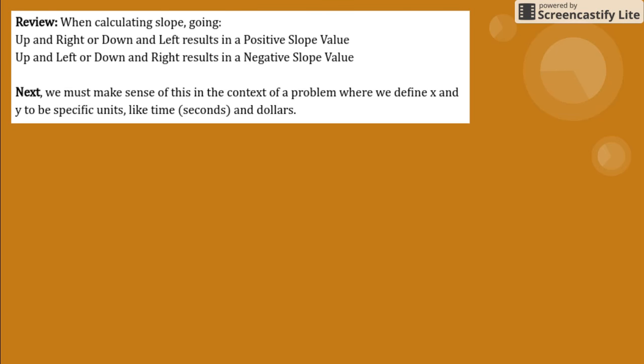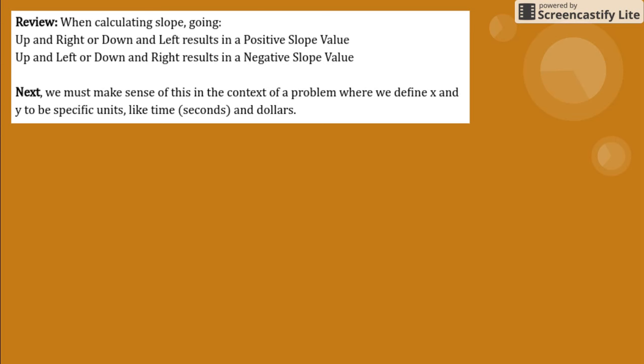So let's review what we just looked at. When calculating slope, going up and right or down and left would result in a positive slope value. Okay, so that type of motion, up and right or down and left, would result in positive slope values. When calculating slope, going up and left or down and right results in a negative slope value. Okay, what we haven't looked at specifically yet is how that would make sense in terms of the units of x and y, in terms of that relationship like we did with teaspoons of salt versus tablespoons of honey. That's what we're going to do next.